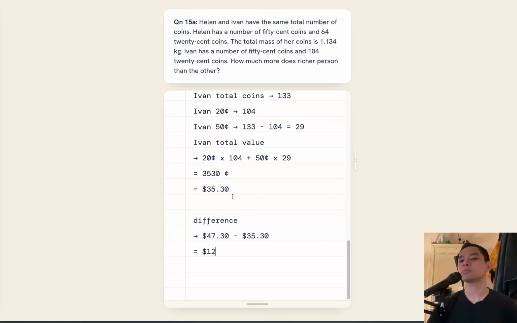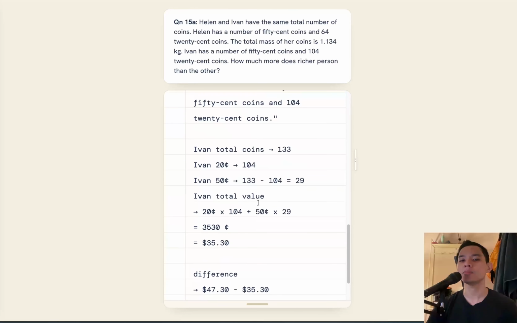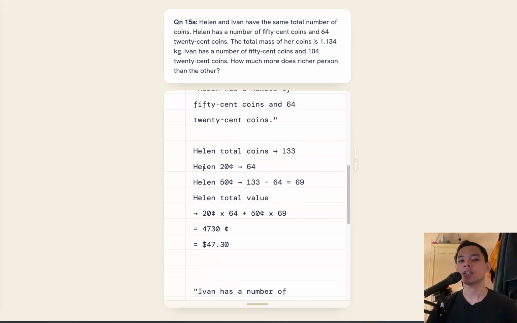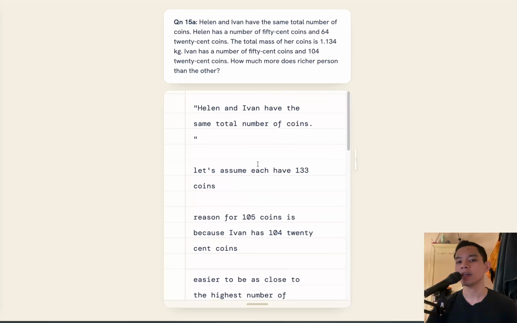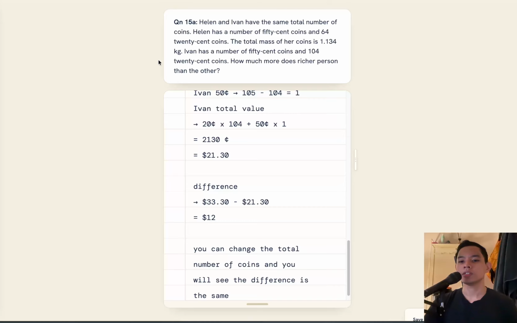So what does this prove? It proves that no matter how many total coins we have, if the 20-cent coins for Ivan and Helen remain the same, and we also have the same total number of coins for Helen and Ivan, then the difference will always be the same. Okay, there you go. So that is how you do this question, and that's the answer for question 15.